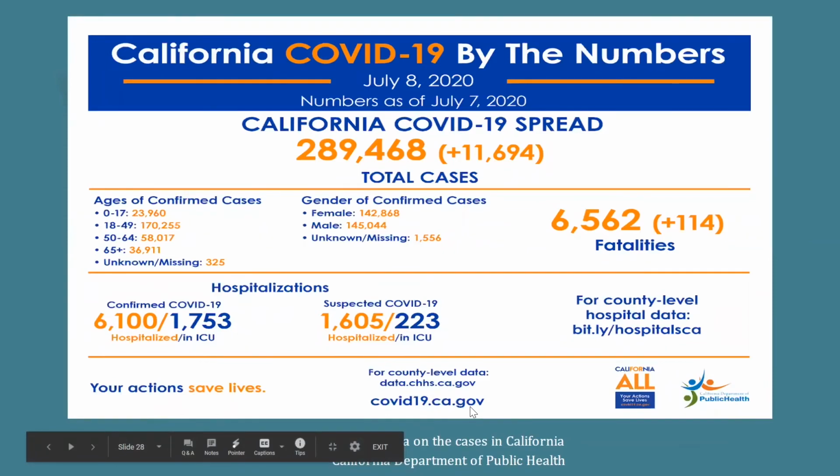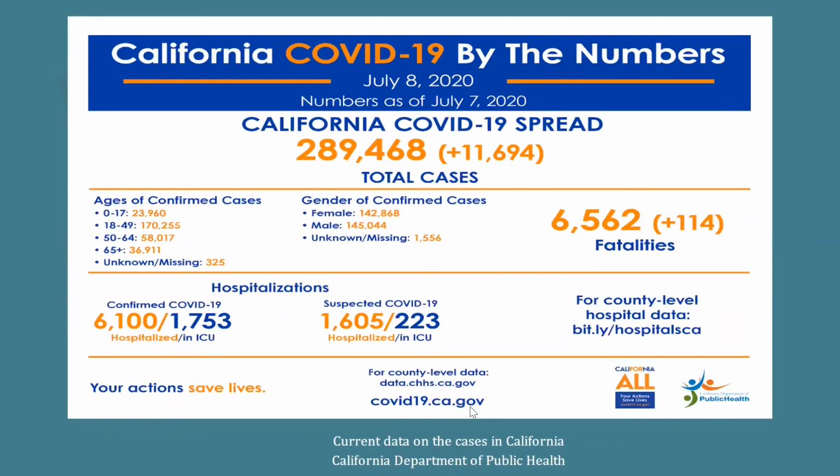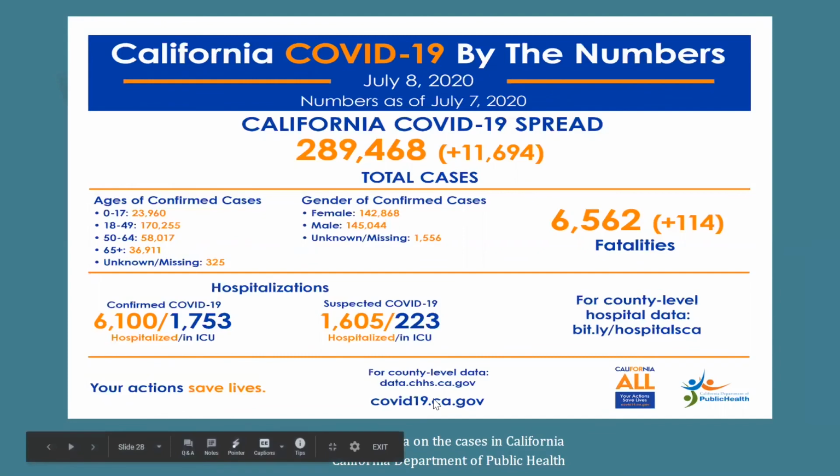These are the current cases in California per the California Department of Public Health. There are almost 300,000 total cases. Most are in the age range of 18 to 49, with the majority being male. Currently, there are about 6,500 fatalities.